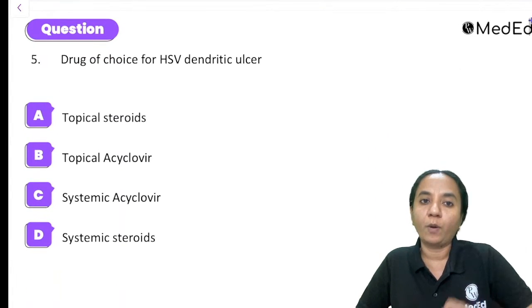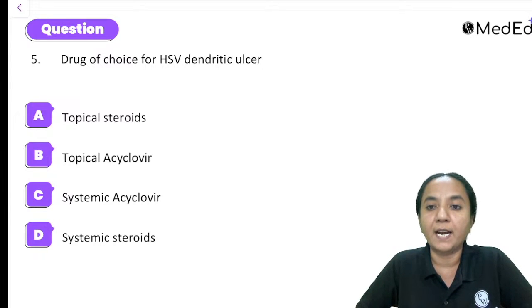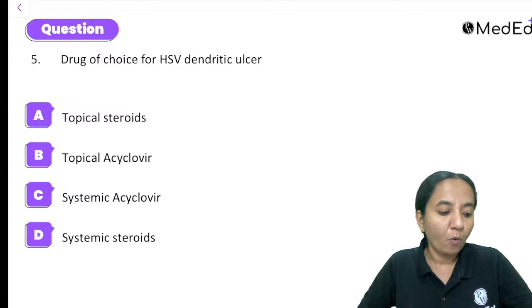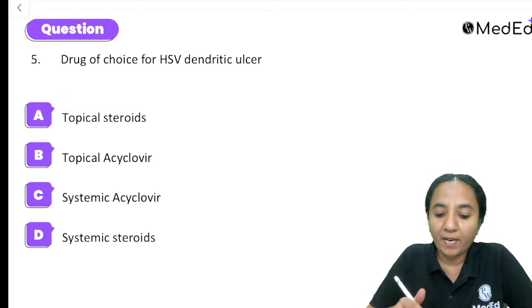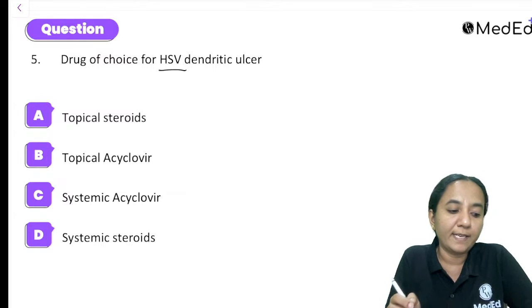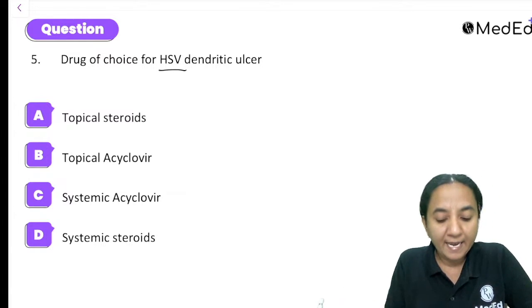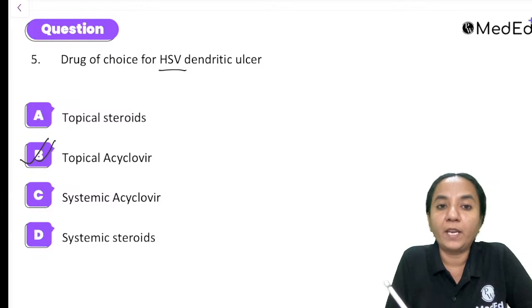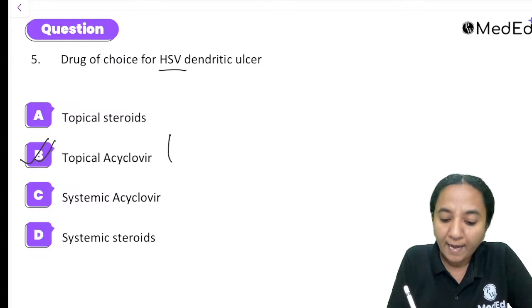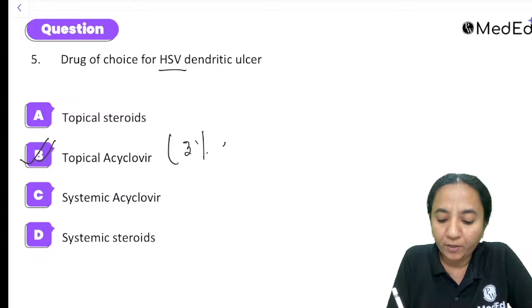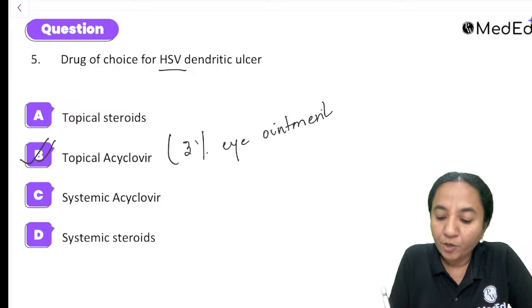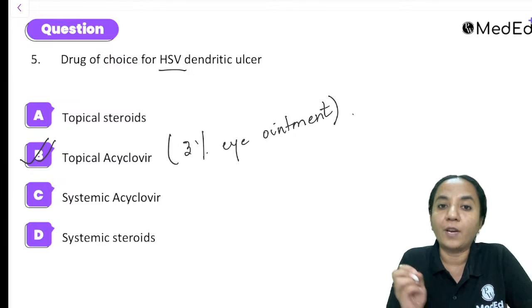What is the drug of choice for HSV dendritic ulcer? HSV is herpes simplex virus, right? The drug of choice for herpes simplex virus dendritic ulcer is topical acyclovir. And how is this acyclovir given? Acyclovir is given in the form of a 3% eye ointment. This is a commonly asked question.